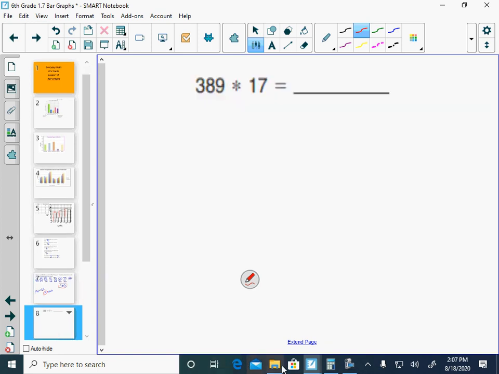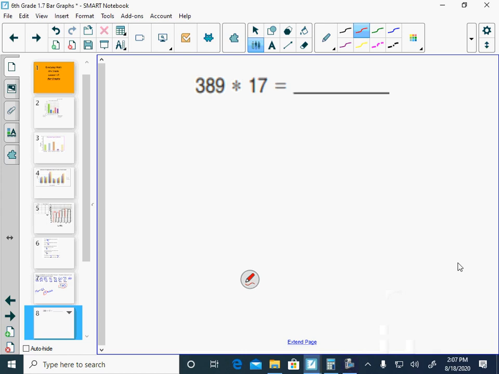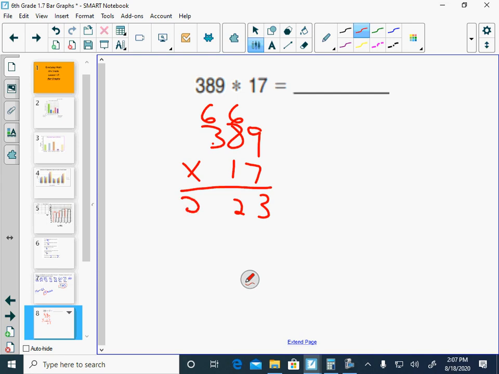Now let's do some math here. See how we're doing with time. I'm going to do two problems here. We have 389 times 17. 9 times 7 is 63. 8 times 7 is 56, plus 6 is 62. 3 times 7 is 21, plus 6 is 27. A place value holder here. Oops, put a 0 here.